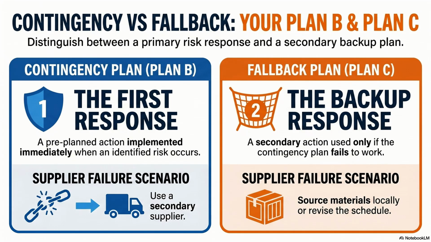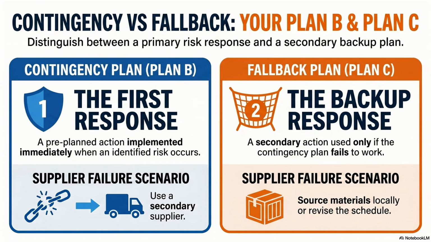Now, a fallback plan, or Plan C, is different. A fallback plan is a backup response used only if the contingency plan does not work. It is the second layer of protection. Using the same example, if the secondary supplier is also unable to deliver, then the fallback plan may be to source material locally or revise the project schedule. That becomes the backup response when the first response fails.